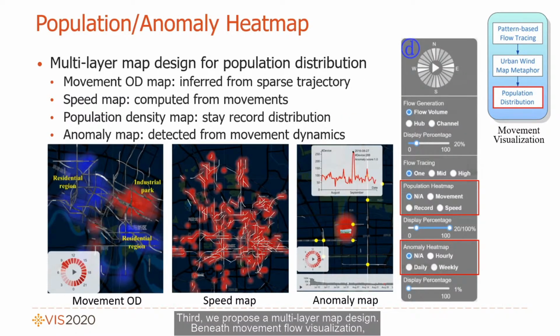Third, we propose a multi-layer map design. Beneath the movement flow visualization, several heat maps can be displayed to show the distribution of population. We include the movement OD map, speed map, population density map, and anomaly map for event detection.